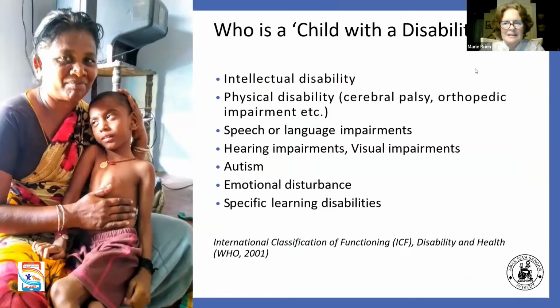So who is a child with a disability? Just to focus on who we are talking about today, they can be children with intellectual disability, physical disability, often cerebral palsy or any type of orthopedic impairment. Could be muscular dystrophy, spina bifida, speech and language impairment, hearing impairments, visual impairments, autism, emotional disturbances or learning disabilities, and there are many, many more. So I just want us to focus on who we are talking about today.